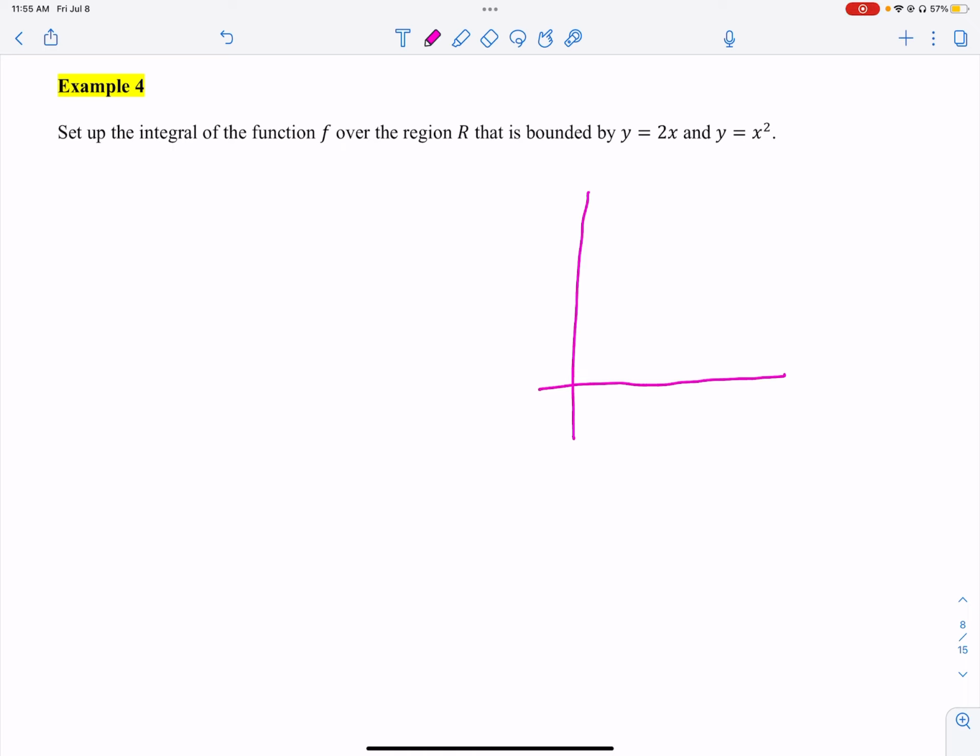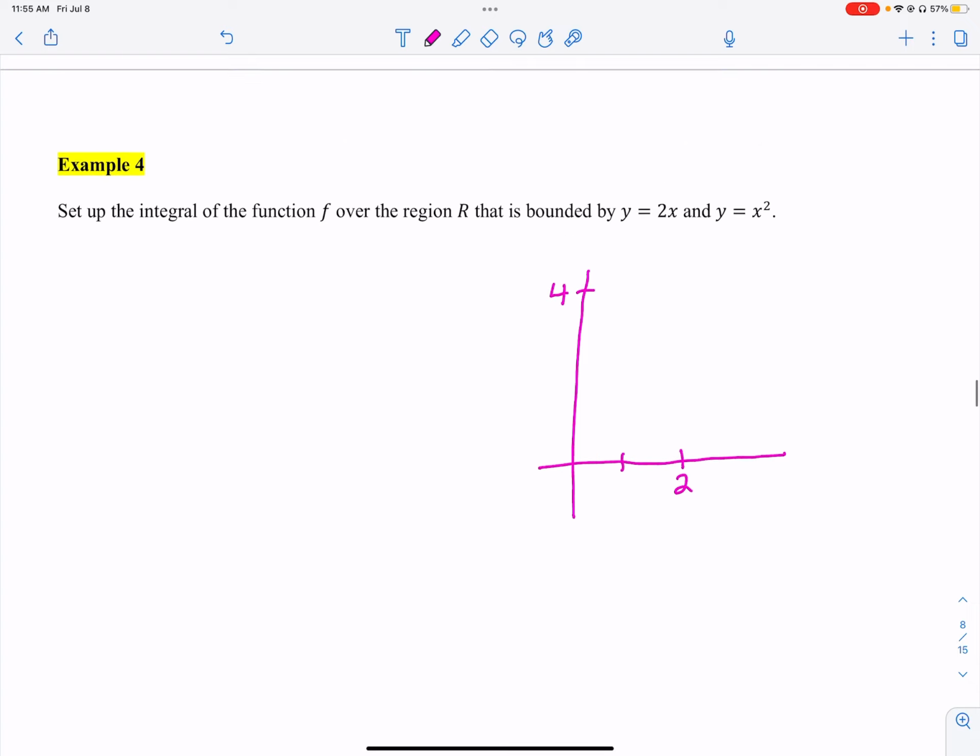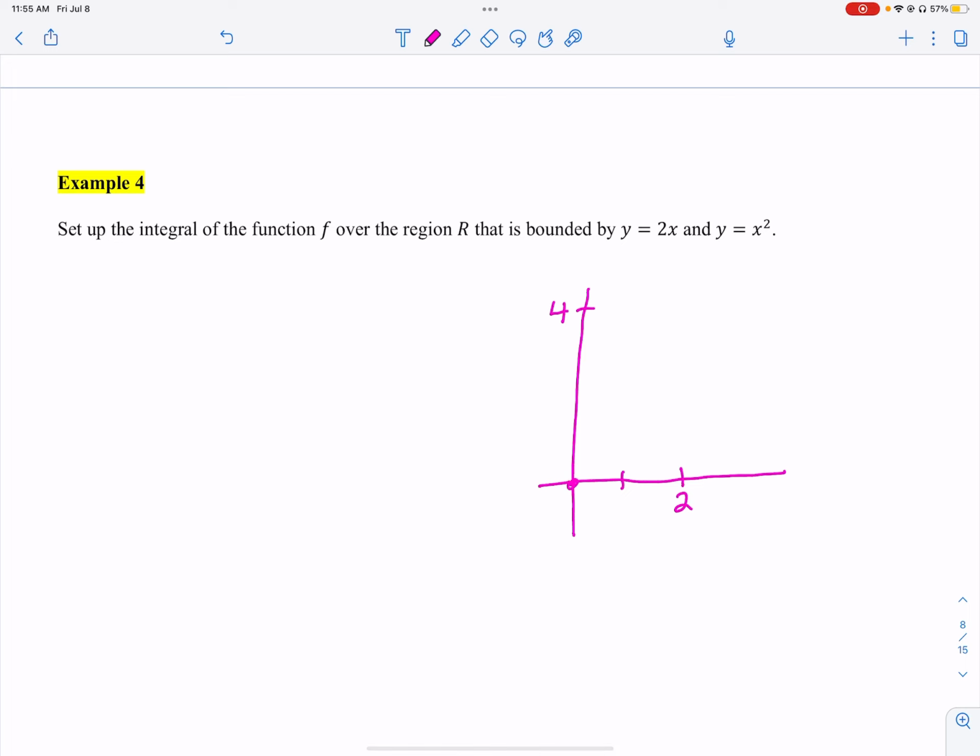So what we're looking at here is, first, we need to find where they actually intersect. Well, you can kind of eyeball this one. This one intersects at x equals 2. When x is 2, we have y to be 4 on both graphs. Okay, so my y equals 2x will be 0, 0 with a slope of 2, which means over 2 it should go to 4. So there's that graph. And then y equals x squared goes to the parabola that goes through like that. And we are finding the volume above that region.